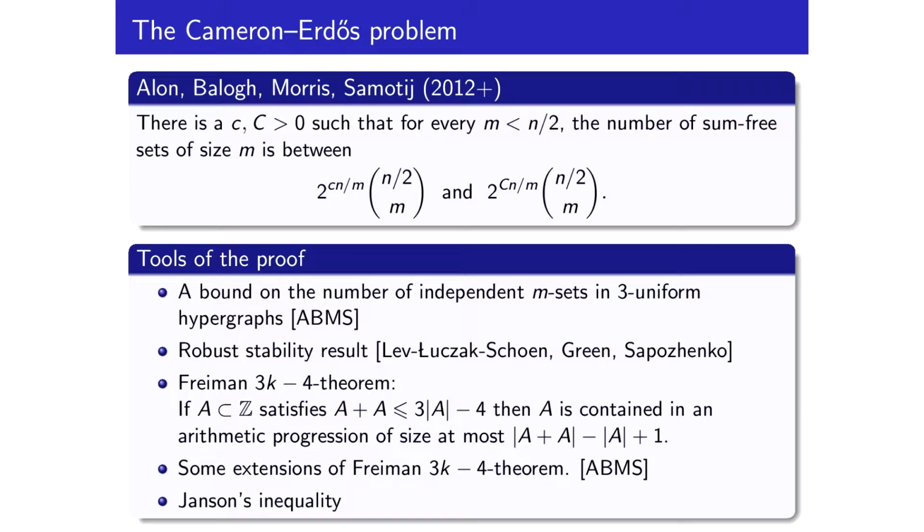So the idea of the proof is the following, or the sketch of the proof. First we use the upper bound on the number of independent sets in 3-uniform hypergraphs, and we use some robust stability result of Lev, Luczak, and Green and Schacht. The robust stability result of this type is that if you have a large sum-free set, in size close to n/2, then there are two cases. Either it is close to the set of odd integers or close to the set of large integers, or the other possibility is that this set contains many sums.